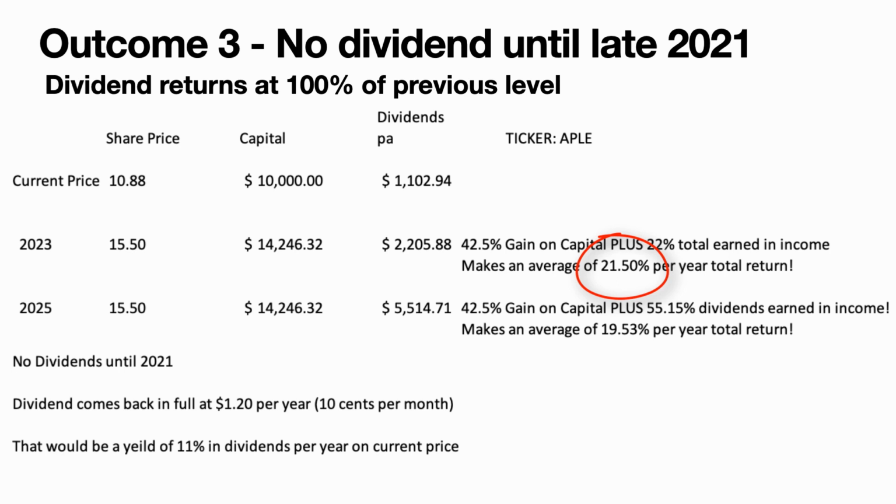If that took until 2025 for it to come back, you're looking at a 42% gain on capital again, plus 55.15% in dividends earned, making an average of 19.53% per year total return. And if the dividends did come back in full, that'd be $1.20 per share per year or 10 cents per month. That'd be about 11% yield on dividends on the current share price. So that gives you my 3 possible outcomes there.